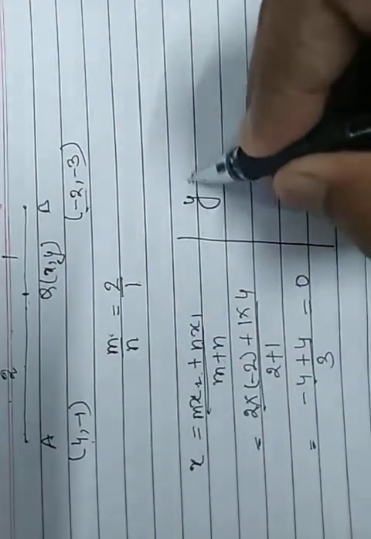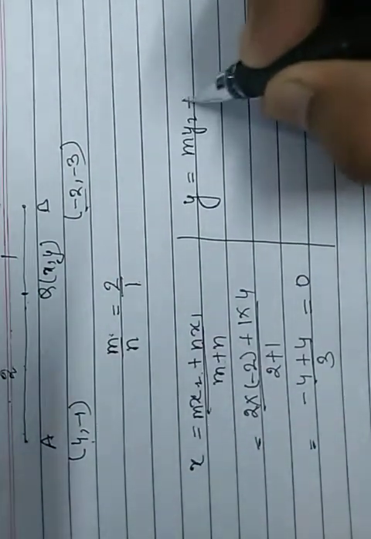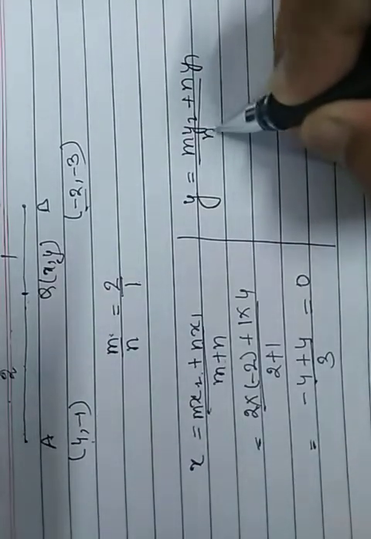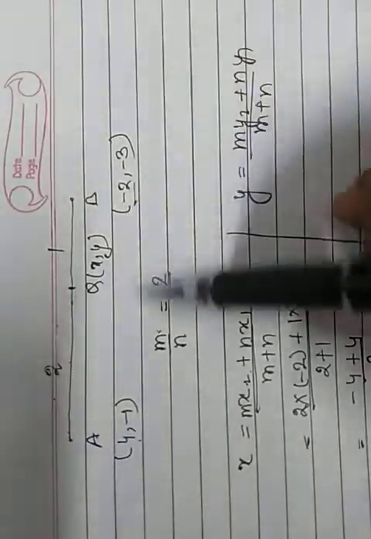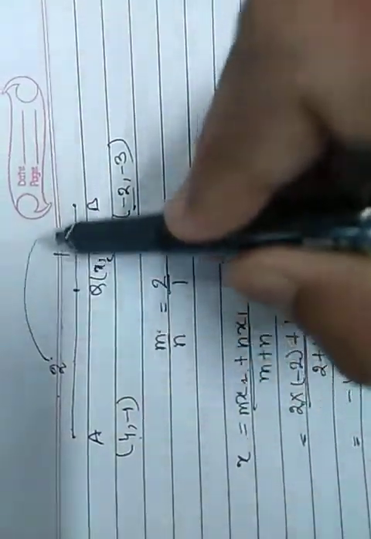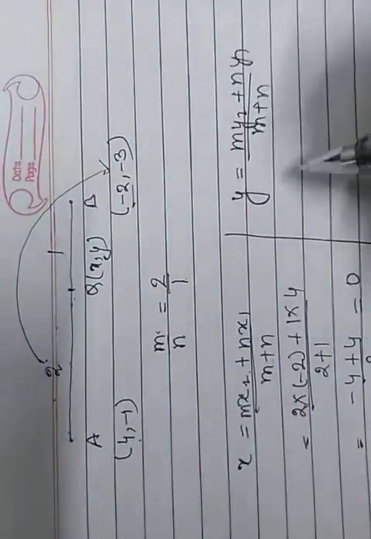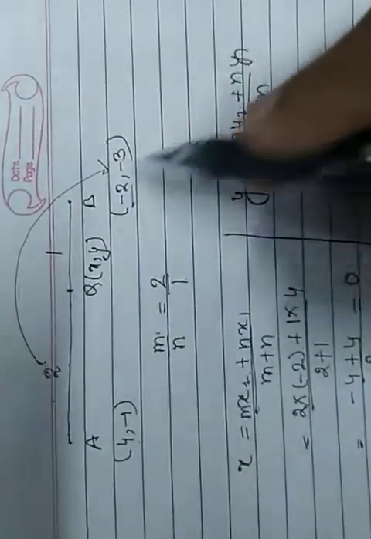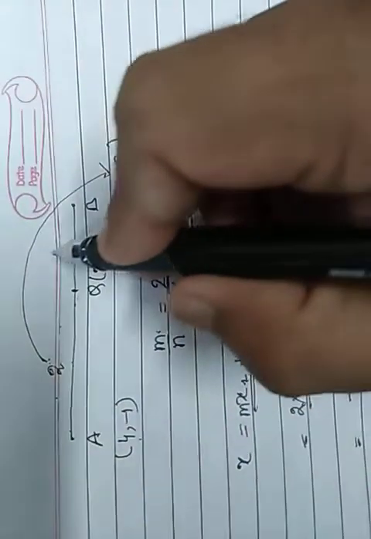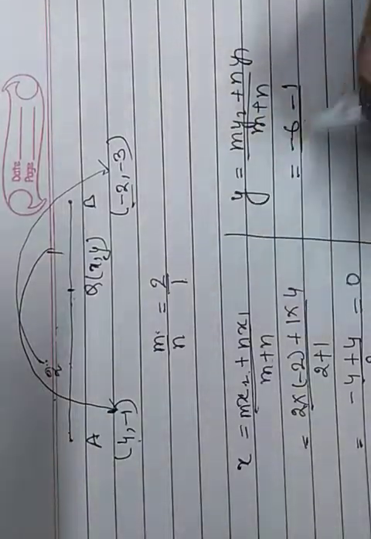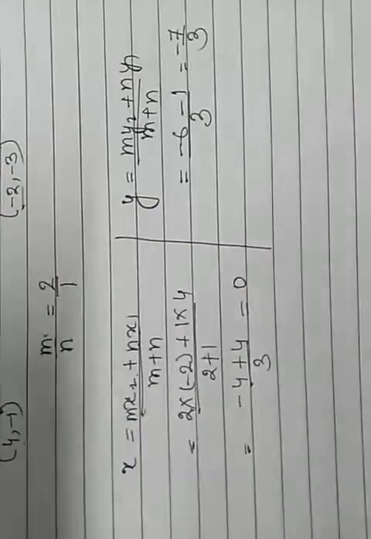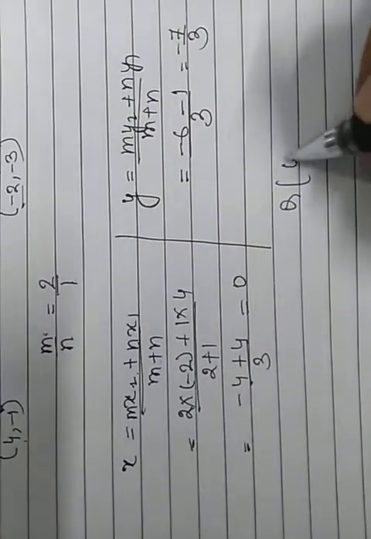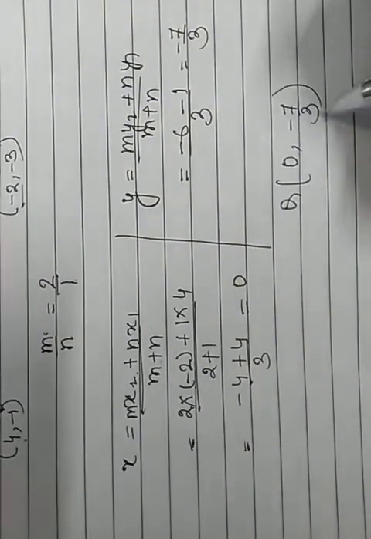Now we will calculate the coordinate of y, that is my2 plus ny1 upon m plus n. Now we will learn a quick method also. For y, multiply this 2 with the y coordinate. 2 into minus 3 is minus 6. And 1 into minus 1 is minus 1 upon 2 plus 1, 3. So it becomes minus 7 upon 3. So the coordinate of Q is 0, minus 7 upon 3.